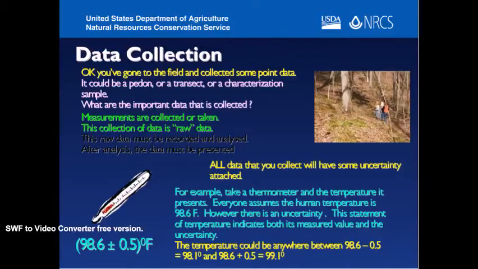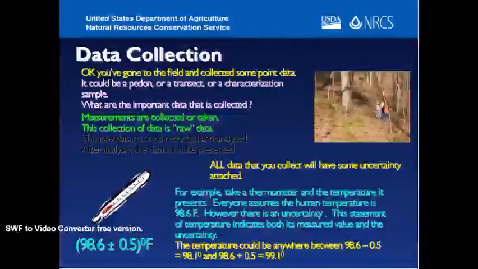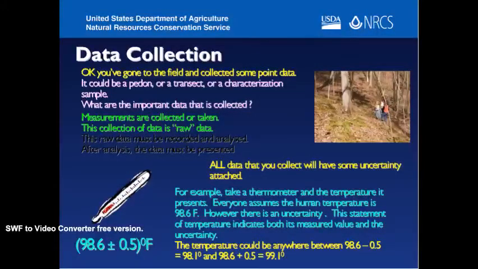So now you've gone to the field and you've collected some point data. It could have been a PETON, it could be a transect, you could have characterization data. What are some of the important data that's collected? Well, the first thing you have to take a look at is the measurements that we collect. And each one of these collections is considered raw data. And so if you've gone out and you've collected the hand texturing of 15 points and you estimated the clay content at all of those 15 points, now you have 15 sets of raw data that has to be analyzed.